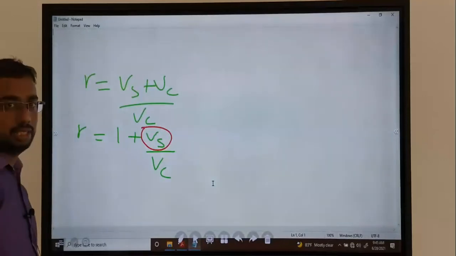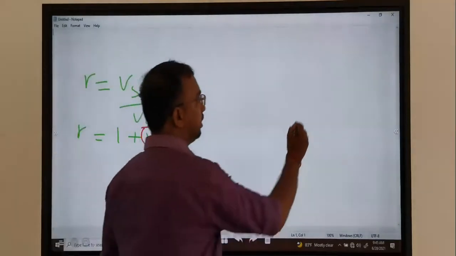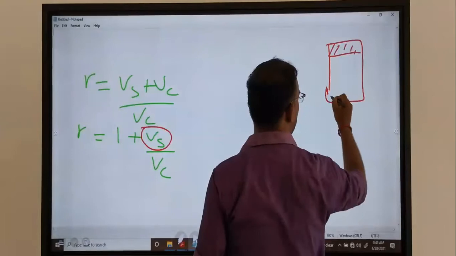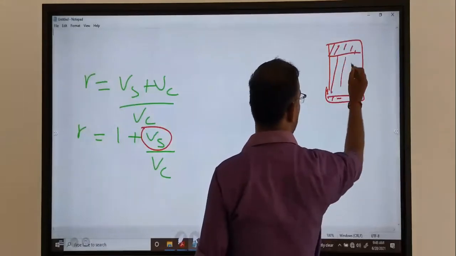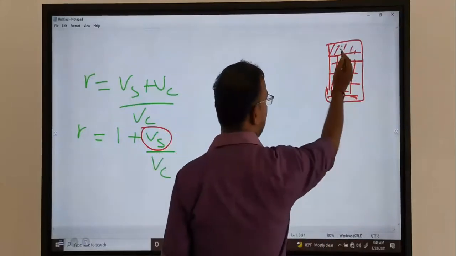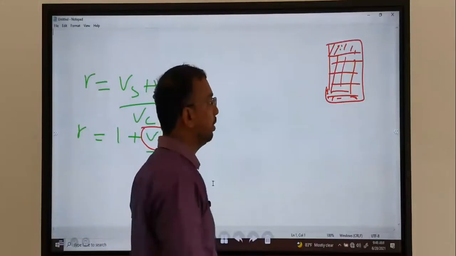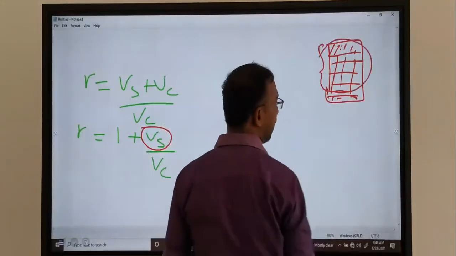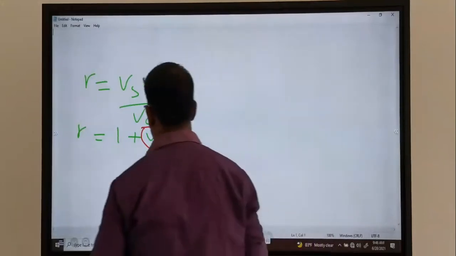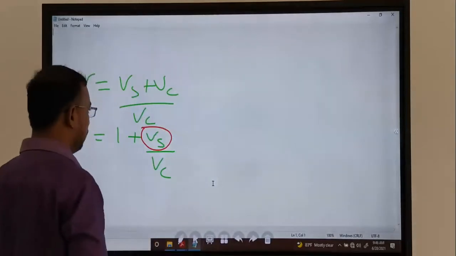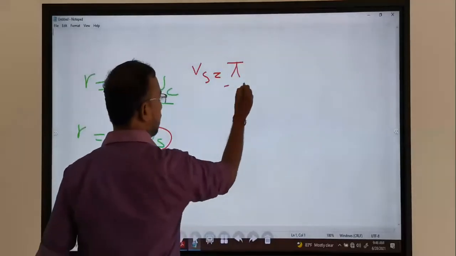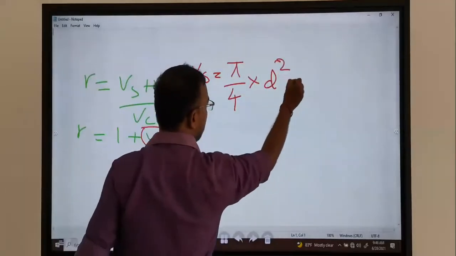The engine capacity means the total. This is the clearance volume, the piston is here, this is the swept or stroke volume, and this is the clearance volume. The total of swept volume and clearance volume, the complete volume, we call the capacity of the cylinder. Engine capacity means that. So here we have to find the stroke volume. What is the equation? Pi by 4 d squared into L.